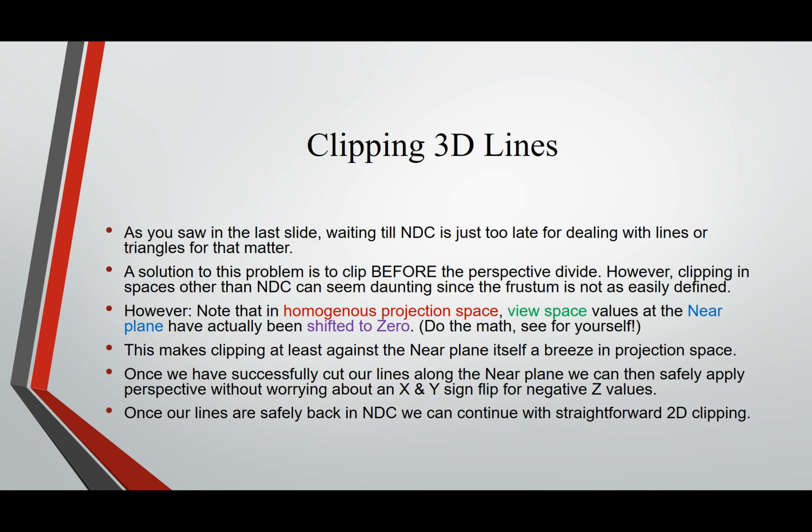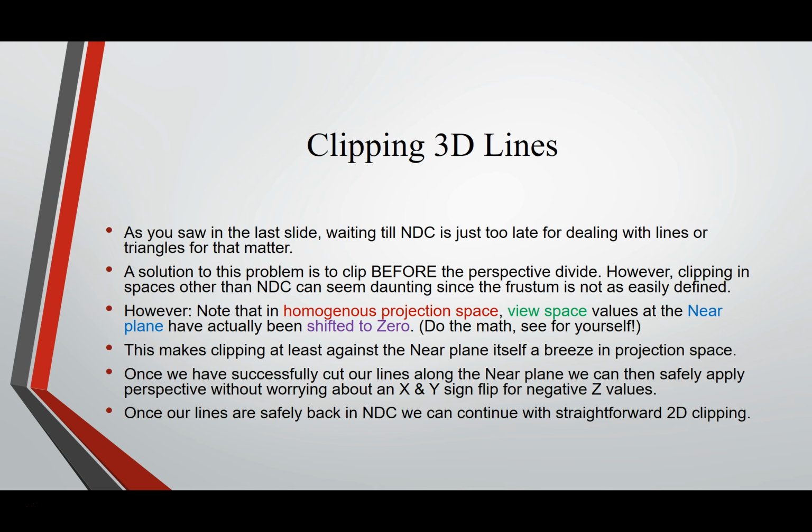Okay, so here's a solution. Why not do the clipping before the perspective divide? If we do this before we divide by W, then we don't have to worry about the XY signs flipping on the vertices that are less than 0. So you don't have to worry about that. But this does seem daunting. That's the only problem. And I'll tell you why it's daunting.